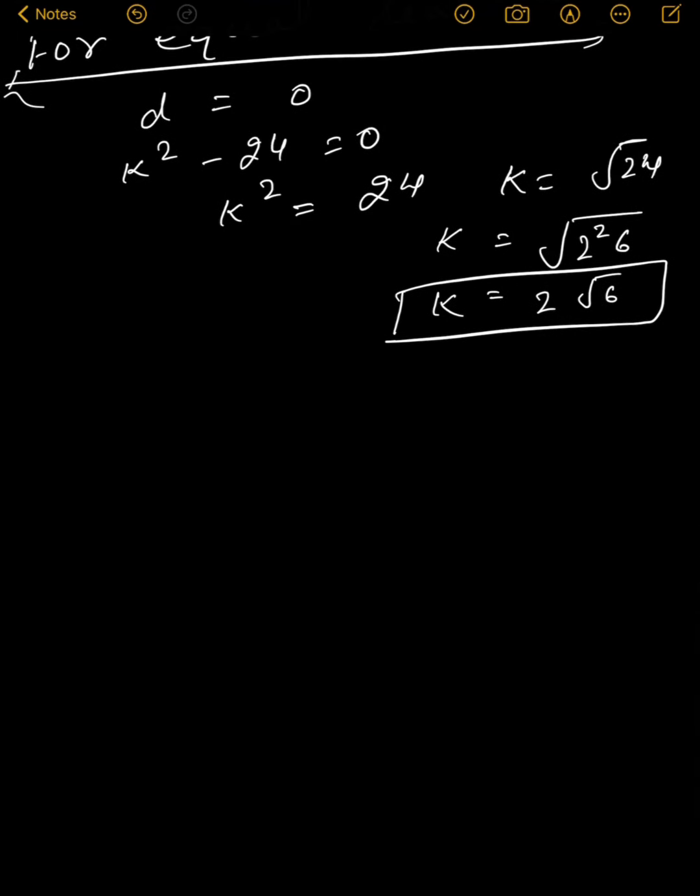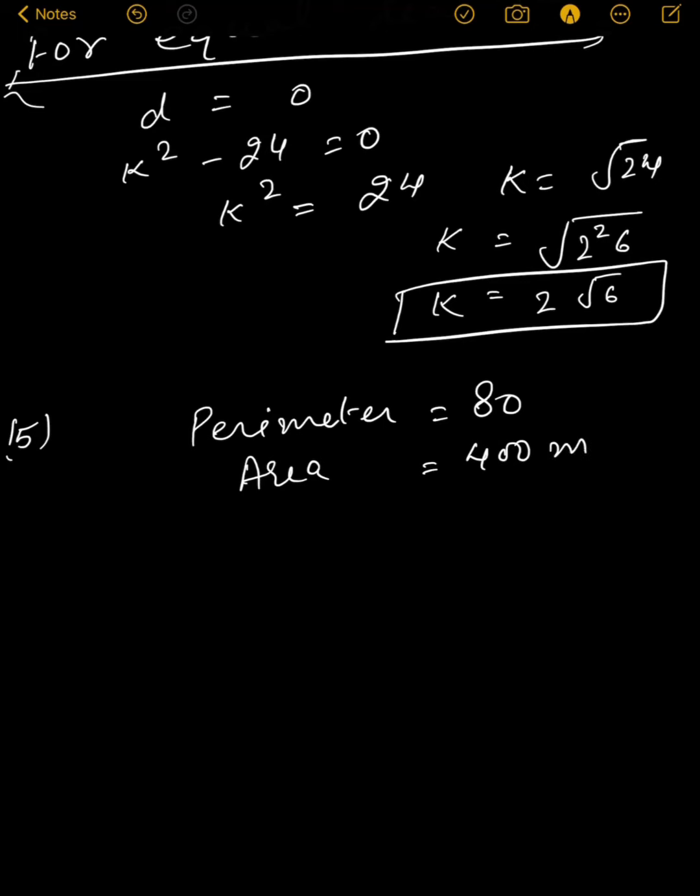Now next, move to the fifth question. I think this type of question generally comes in the exam. Is it possible to design a rectangular park of perimeter 80 and area 400 meter square? We have been given perimeter 80 and area 400 meter square. Clear? If so, find its length and breadth.